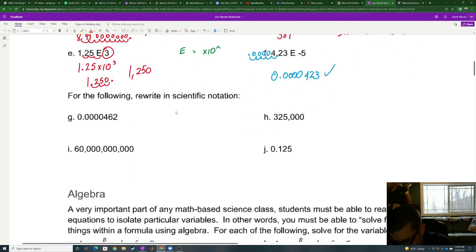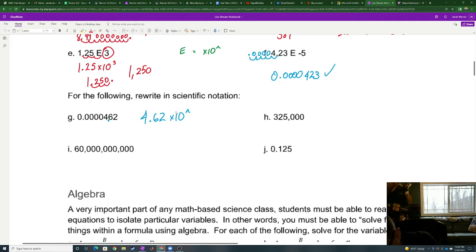So what that means then is, let's look at G right here. I want to move that decimal so it's right here behind the 4. So I want to be able to write 4.62 times 10 to the something. We don't know what it is yet. That's what I'm trying to do. But how do we find that?